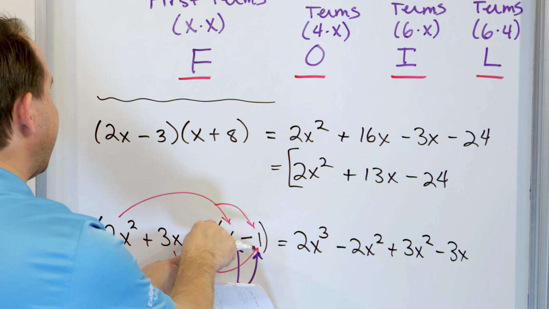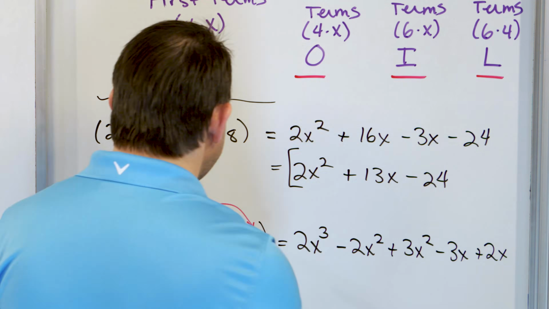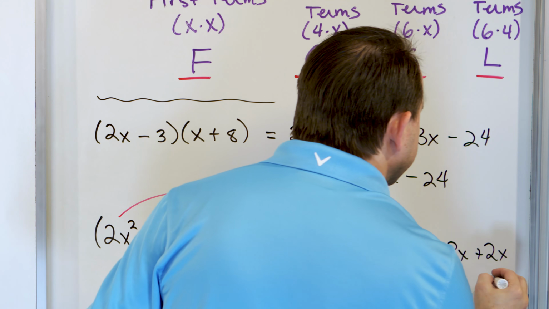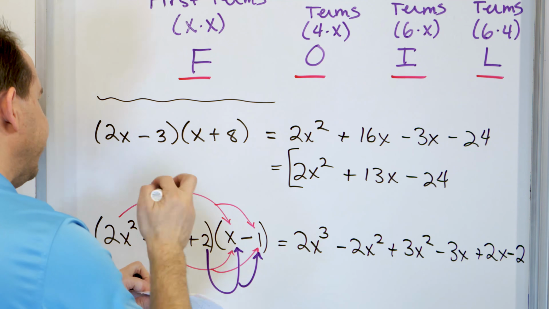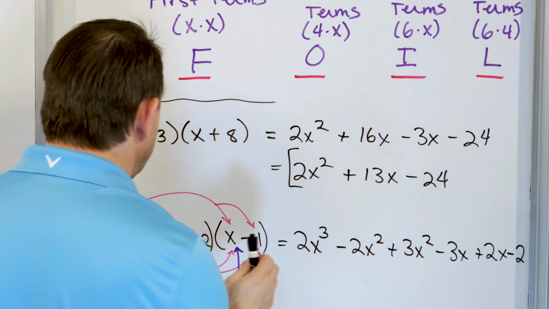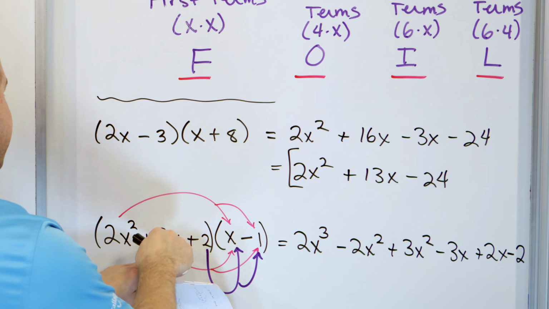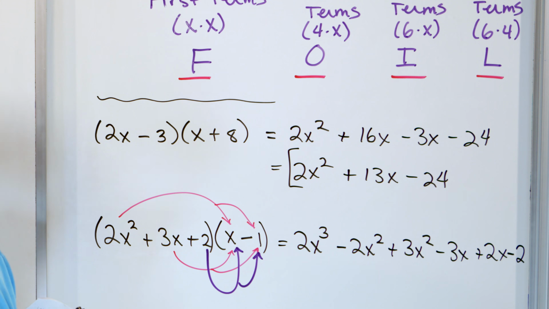Then you go to this one, which has to be distributed in. 2 times x is 2x. And then 2 times negative 1 is, I'll have to write it on the bottom, unfortunately. Yeah, I'll do it here, negative 2. Like this. So you see what's happening? You have now 1, 2, 3, 4, 5, 6 terms, because this one goes boom, boom, this one goes boom, boom, this one goes boom, boom, and you don't ever talk about FOIL because it doesn't matter.